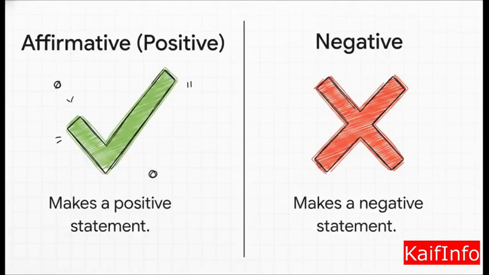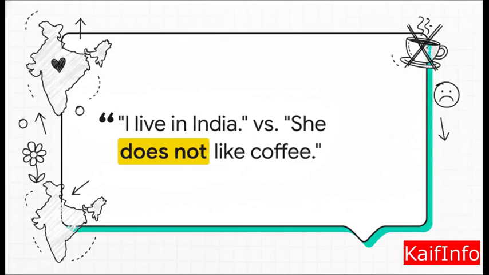Now, these declarative sentences, they come in two main flavors. You've got your affirmative or positive sentences, which is when you're confirming that something is true, and then you have negative sentences, where you're stating that something is not true. It's super simple. For instance, saying, "I live in India," that's a positive statement. But saying, "She does not like coffee" is a negative one. See? They're both just stating facts, but from opposite angles.